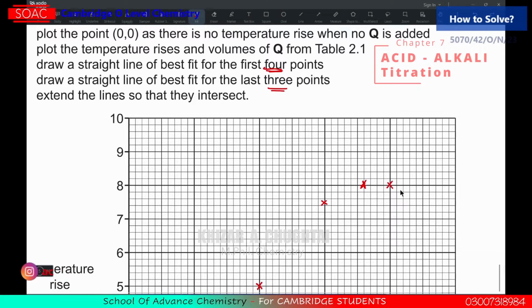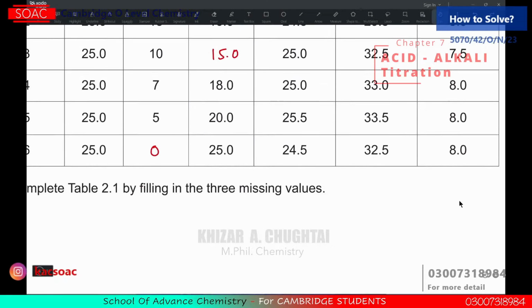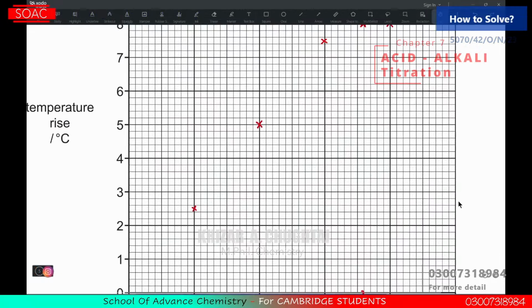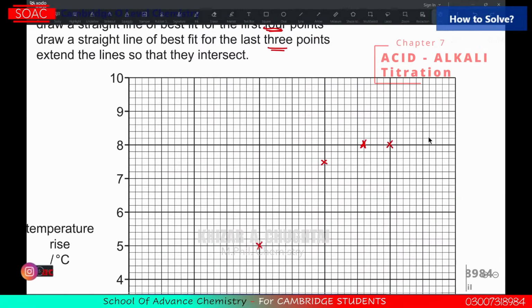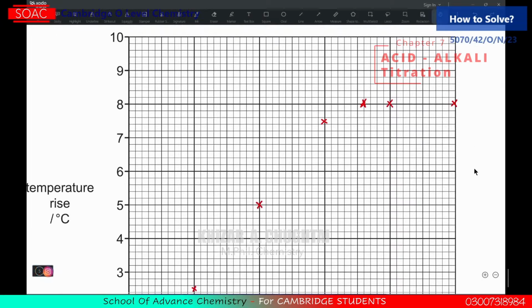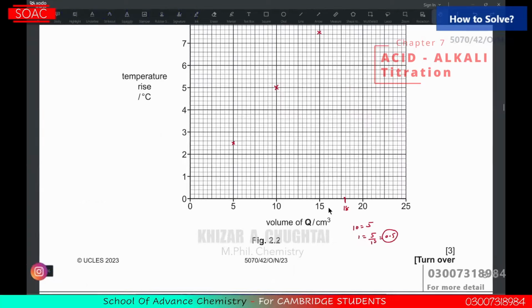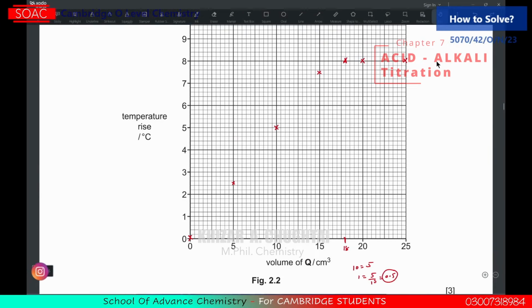And the next one at 25, again it's 8. You can see that it's 25 and it's 8. So there are basically two lines: the 3 points line and the 4 points line. So this is 0, 0 basically, and these are the 4 points, and here there are 3 points.